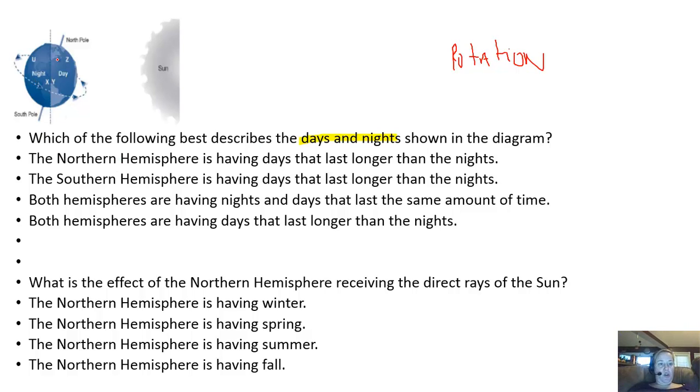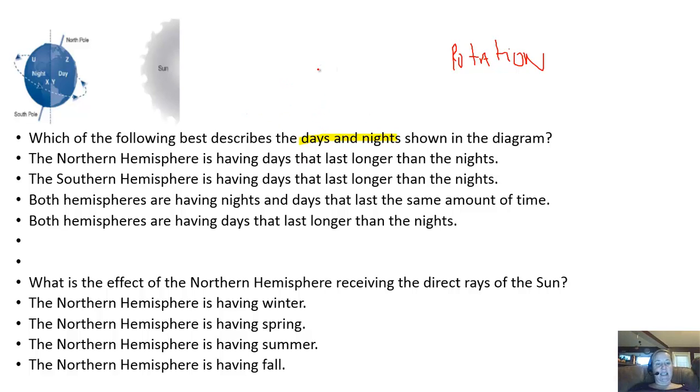Let's see. The northern hemisphere is having days that last longer than the nights. Ooh, this is a tricky question. The southern hemisphere is having days that last longer than the nights. Both hemispheres are having nights and days that last the same amount of time, or both hemispheres are having days that last longer than the nights.